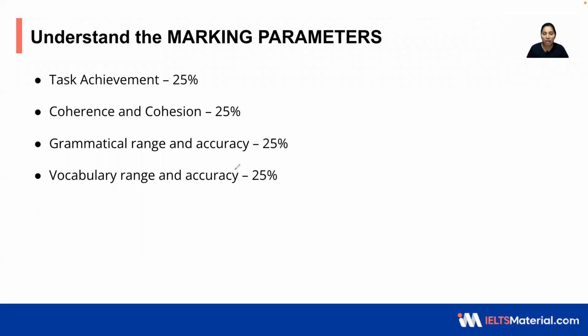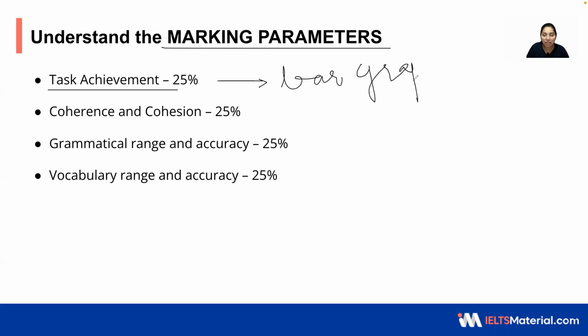The writing module, task 1 and task 2, are evaluated under these marking parameters. The first one is task achievement. Let's consider task 1. For example, if the task is to write about a bar graph, and we mention that it is a pie chart, then that shows we have not understood the question properly. If we write our answer in accordance with the question, then that is called task achievement. The task response that we give is exactly the way it is asked.